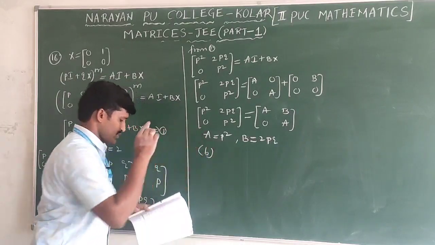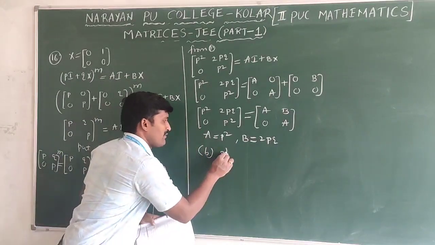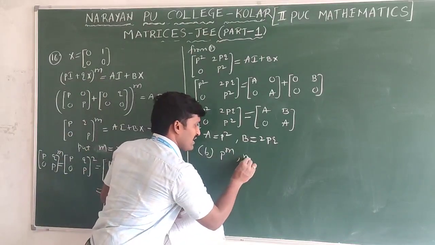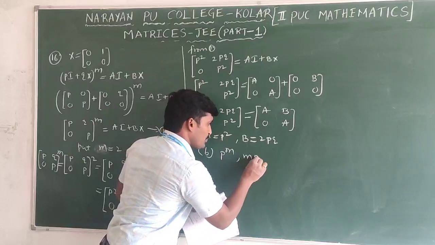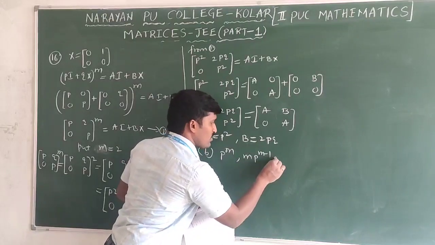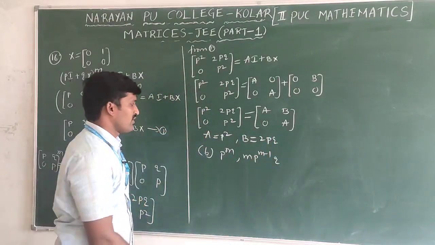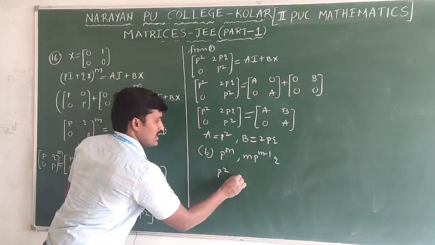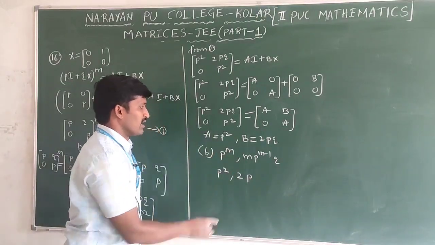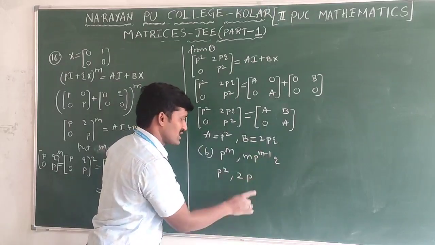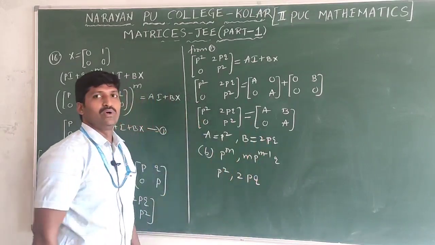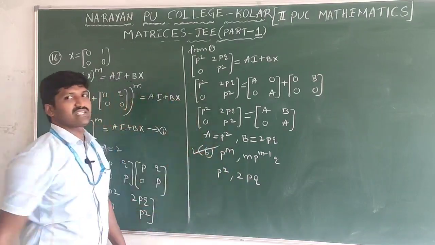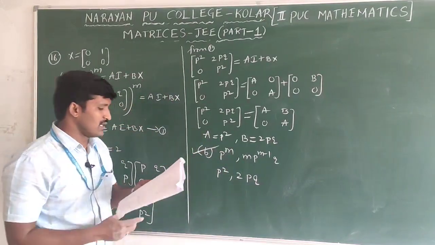Come to the second option. P power m is the A value. The B value they gave is m into P power m minus 1 into Q. Now verify by substituting m value 2. P square will get here. 2 into P power 2 minus 1, that is P power 1 only, that's why P into Q. Now clearly this is the A value, this is the B value. That's why, which option is correct? Option B is the correct value.